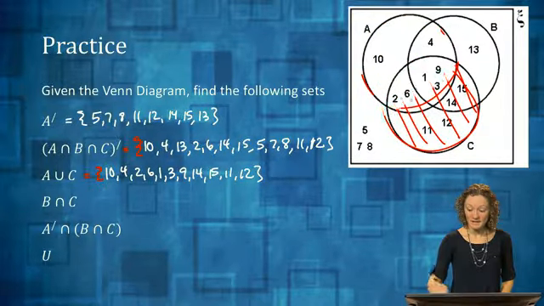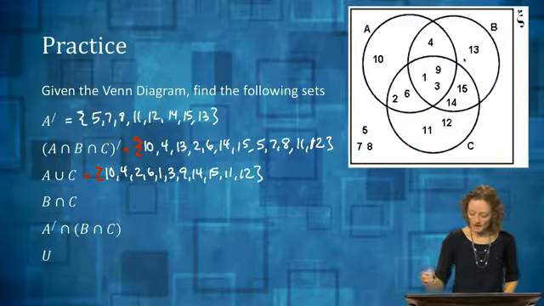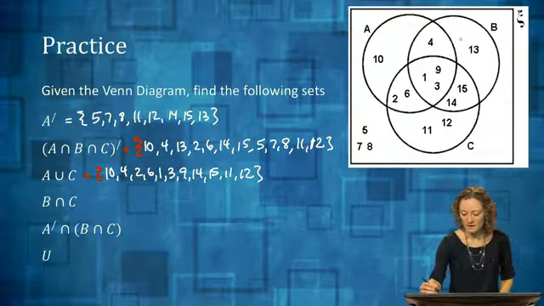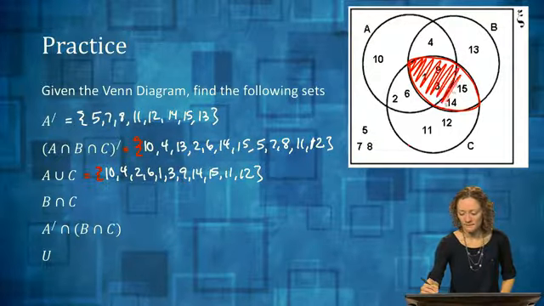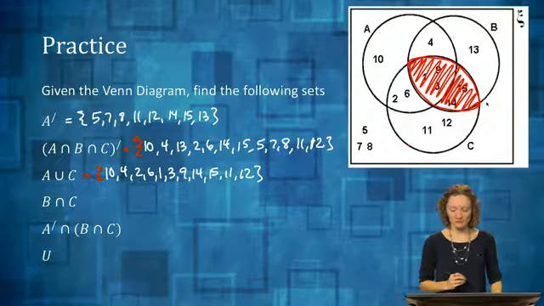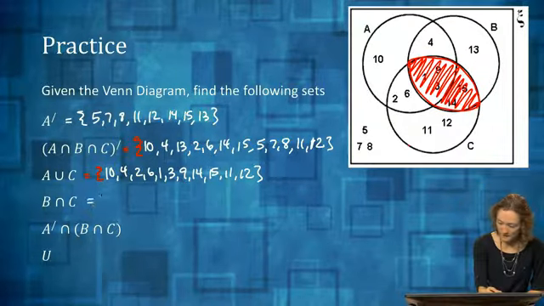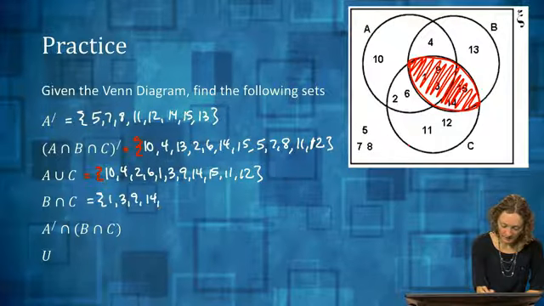The next one is an intersection of B and C. Intersection is only what they have in common. So we have circle B and we have circle C, and here's what they have in common. That's where the two circles overlap. So we list the elements that fall in that region. We have 1, 3, 9, 14, and 15.